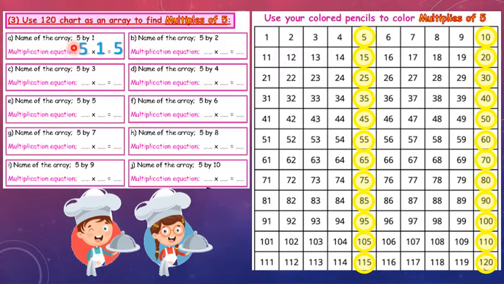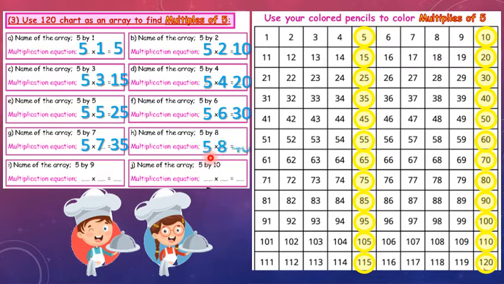We have the name of this array. 5 by 1 equals 5, 5 by 2 equals 10, 5 by 3 equals 15, 5 by 4 equals 20, 5 by 5 equals 25, 5 by 6 equals 30, 5 by 7 equals 35, 5 by 8 equals 40, 5 by 9 equals 45, 5 by 10 equals 50.